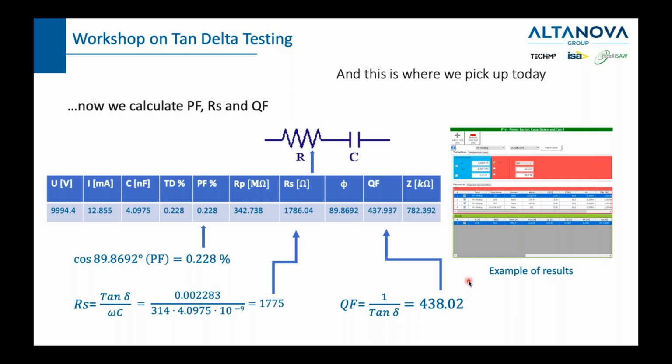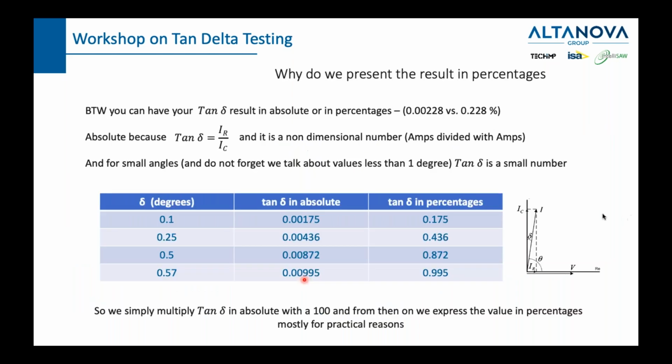Now, having said that, we see that we have percentages here and we have absolute values. So let's clarify that to understand why we express sometimes our results in percentages and why sometimes in absolute values. So we can have 0.00228 or 0.228, because tan delta is a non-dimensional number. We divide amps with amps. We get a number which is actually very small.